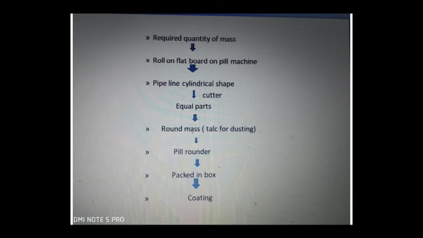The rounded pills are then placed on the pill rounder and gently rubbed with a powder paper to remove the talc. Dispense the pills in a pill box or subject them to coating if required. This is the process involved in rolling, cutting, and rounding of pills.